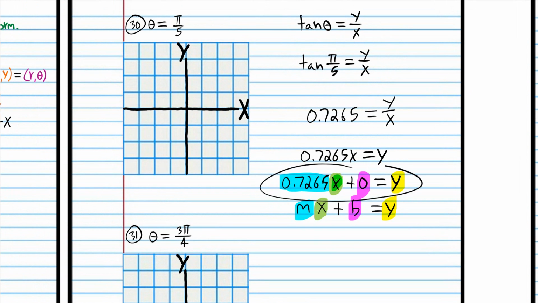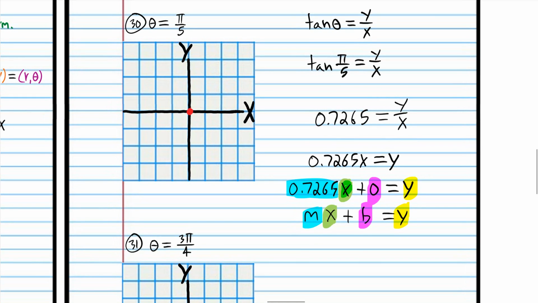So we just have to graph this. So we start with the y-intercept. Whenever you're graphing a line, you start with the y-intercept. The y-intercept is just 0 in this particular case. Then we're going to move up 0.72. That's the rise, and to the right 1. And the same going down.